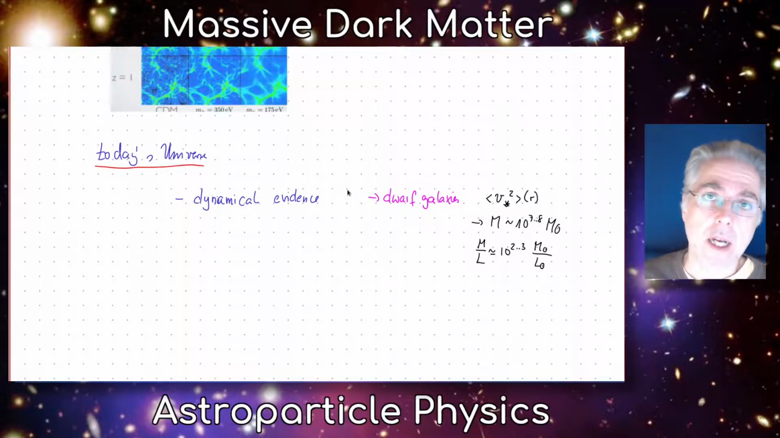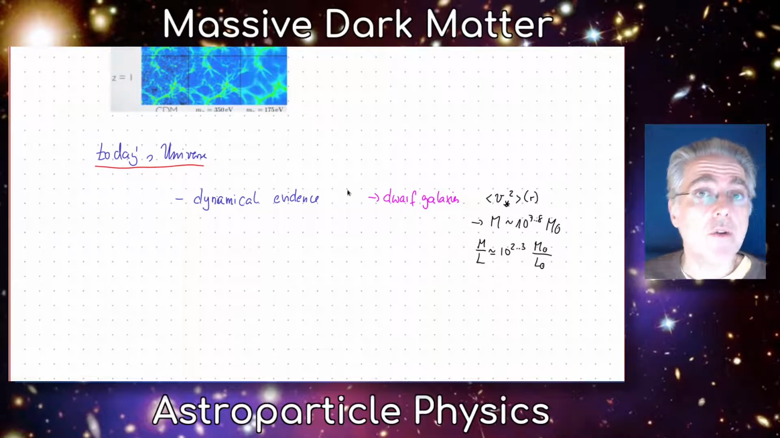If you now go to slightly smaller masses, like for example globular clusters, which have about 10^5 solar masses, the massive ones, it turns out the mass to luminosity ratio is pretty much unity, so they don't have any dark matter at all. This is kind of an interesting story by itself.